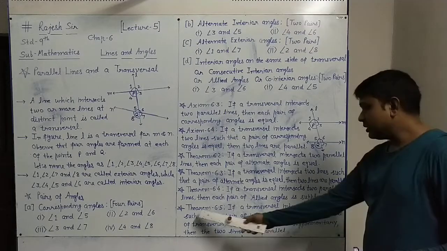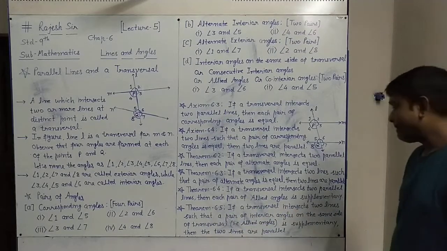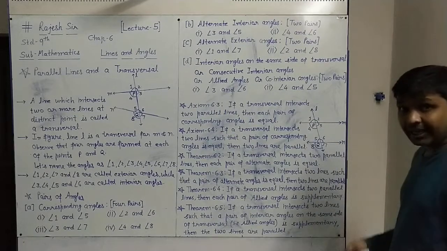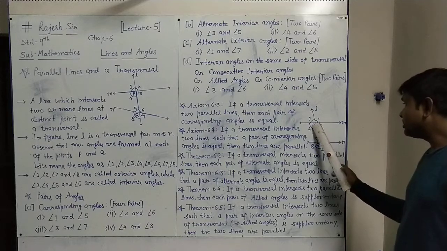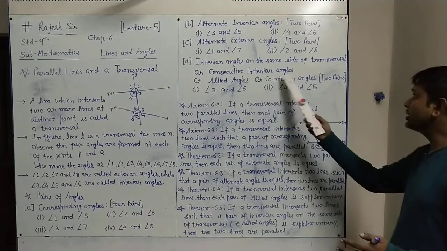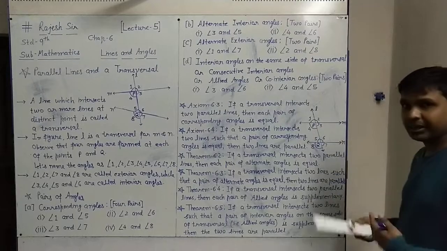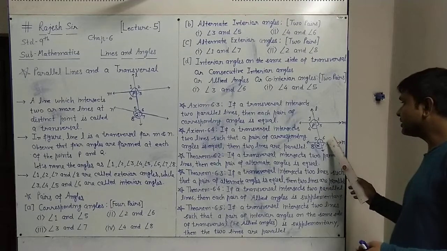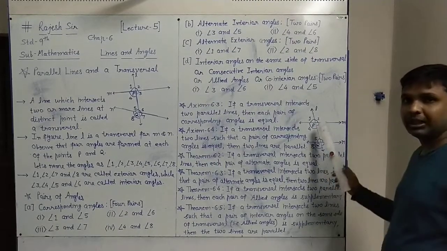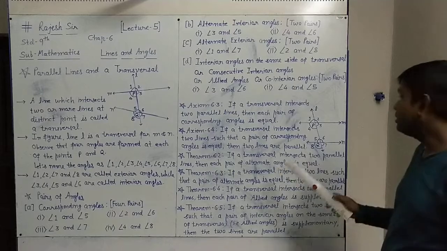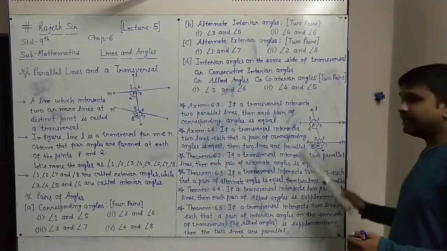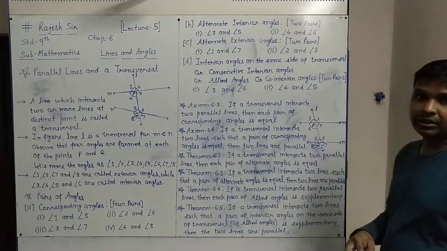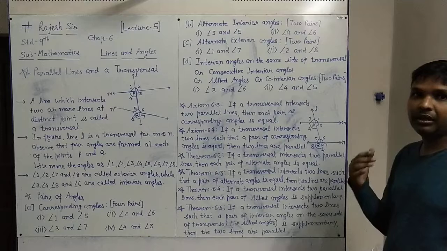And its reverse is theorem 6.5, the inverse of this only. If a transversal intersects two lines such that the interior angles on the same side, or allied angles, or consecutive interior angles, or co-interior angles, we can give any name, are supplementary, like 3 and 6 are supplementary and 4 and 5 are supplementary, meaning the sum of angles 3 and 6 is 180, or the sum of 4 and 5 is 180, then the two lines between which these allied angles are made are parallel lines.